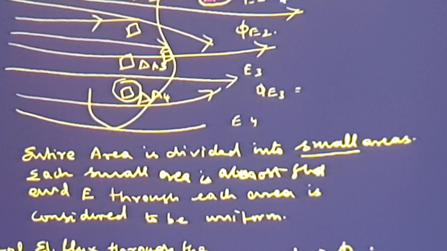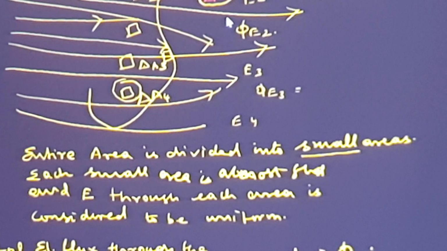In order to get the electric flux for this arbitrary area in a non-uniform electric field, what I am first of all doing is dividing the entire area into small areas. Each and every small area I am representing as delta A1, delta A2, delta A3, like that. If you combine all those small areas, you will get the total area. So I have written it there. The entire area is divided into small areas.